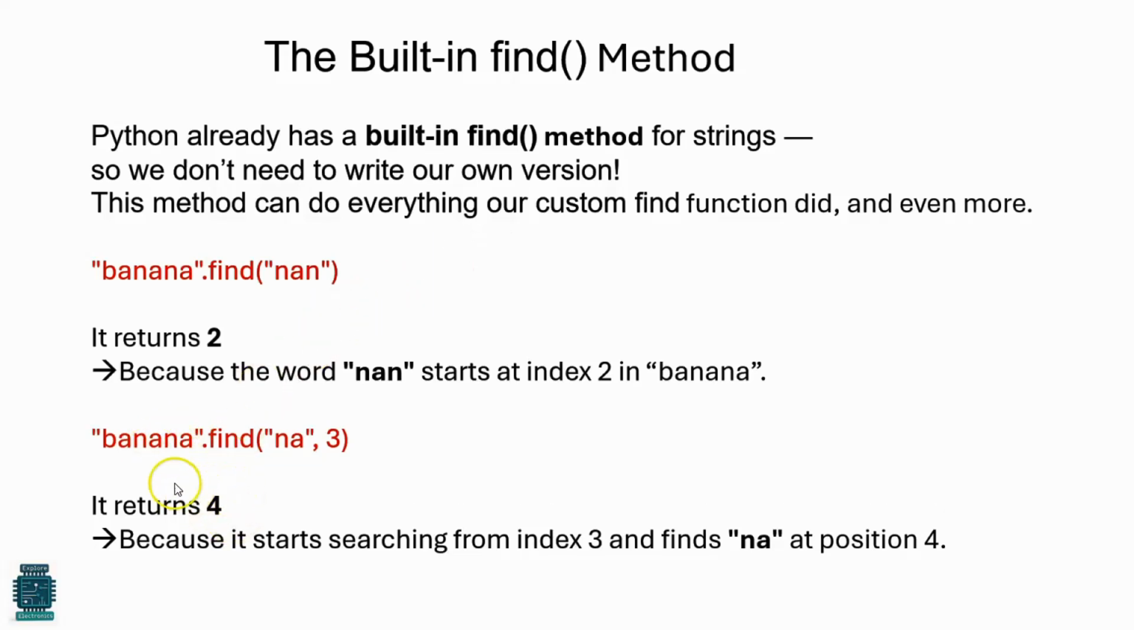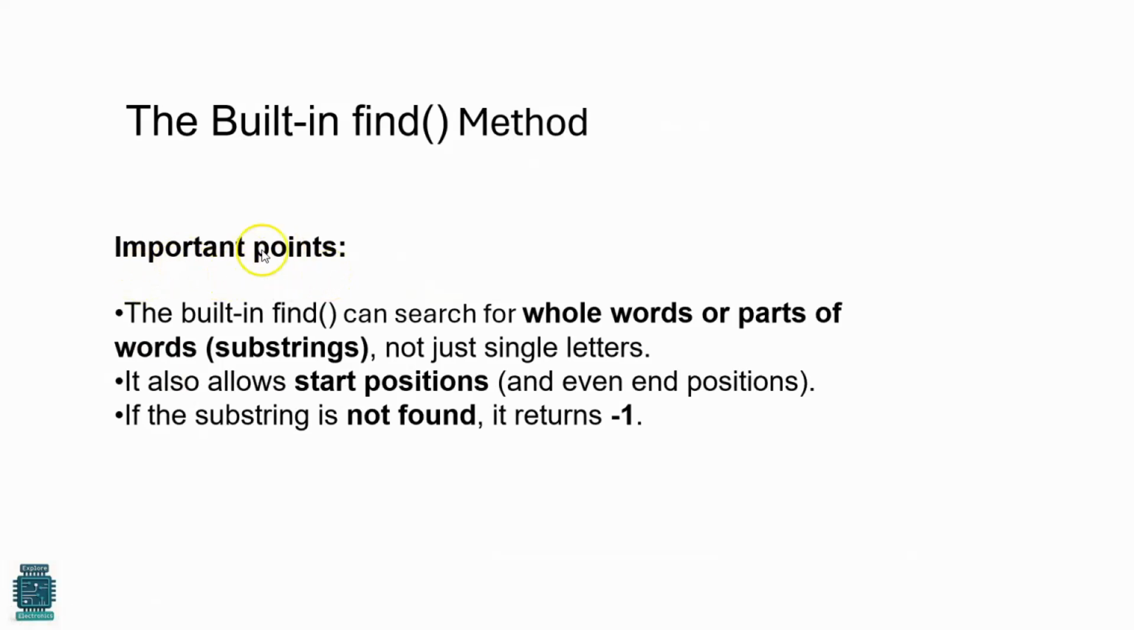When we compare this 4 here, 0, 1, 2, 3 and 4, that's why it will return 4. At the fourth index, we will get 'na'. Got it? Very clear how to use the built-in find method in Python. Very simple, right? Let us see some important points in the built-in find method.